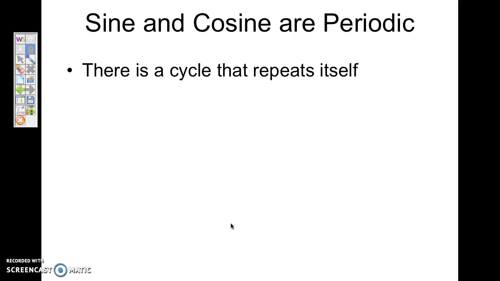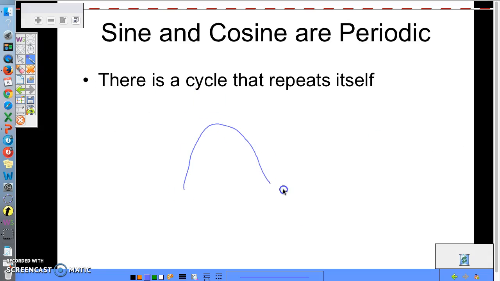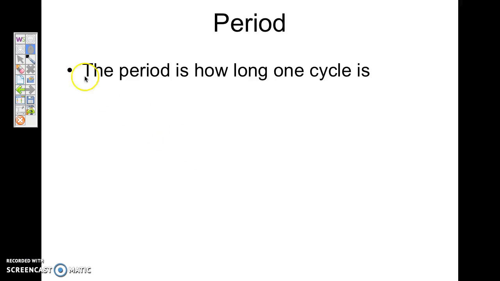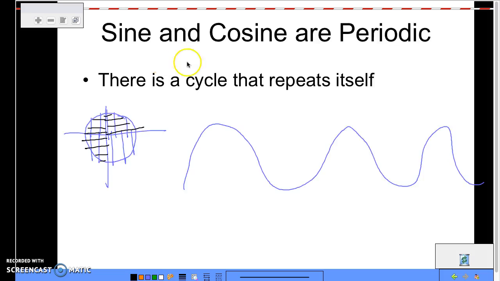So sine and cosine are periodic, which means they repeat themselves, because these waves would keep going on and on forever. When you think about our circle, our height keeps going around and around. So those heights just keep repeating, and our cosines, that width, the widths keep repeating themselves as well as we go around the circle. So the period is how long one cycle is.